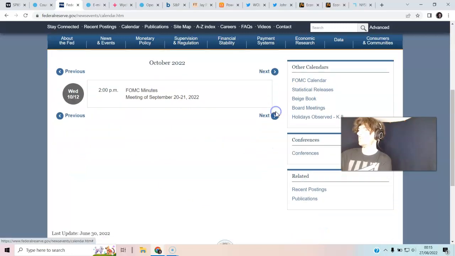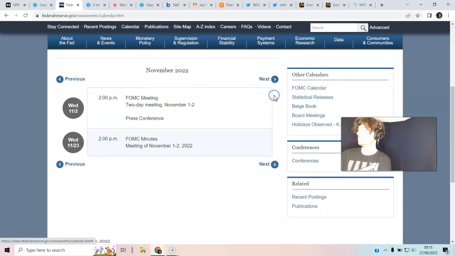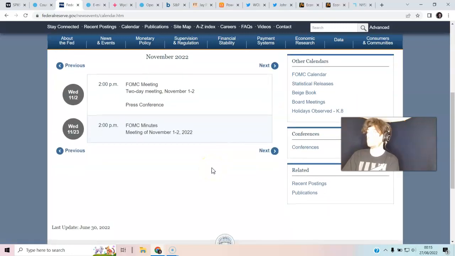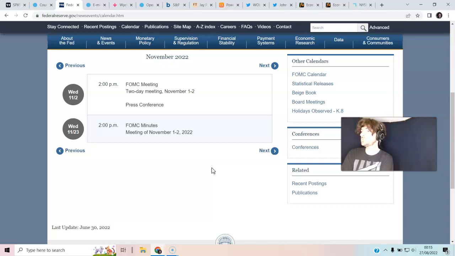And the following one is going to be the October. That's just the FOMC minutes. And then the November one, which is said possibly another 75 basis points according to the FedWatch Tool, is also going to have a press conference.